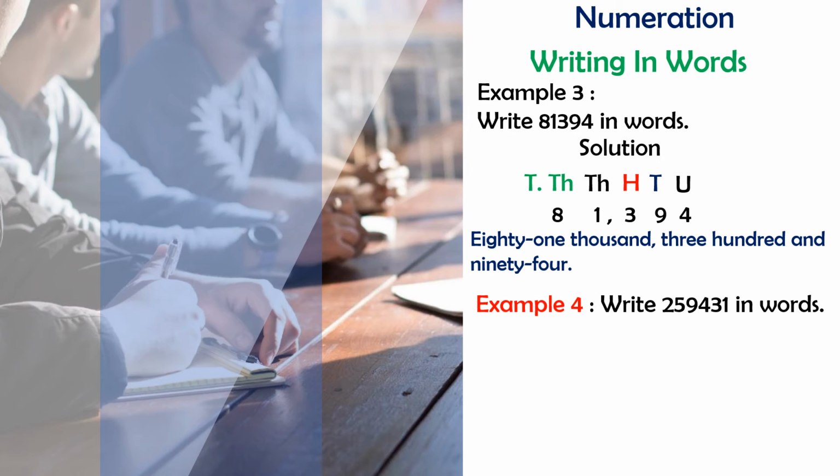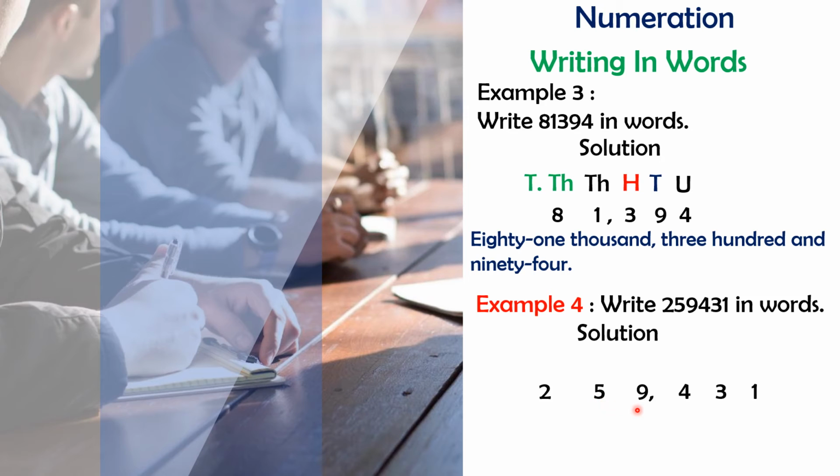Example 4. Write 25943 in words. So write the solution, then write out the given numbers. Also remember to add your comma. As I told you, you start from the right, you count 1, 2, 3. You add your comma. So the comma is to be what? In between 9 and 4. So before the comma, we have 2, 5, 9.